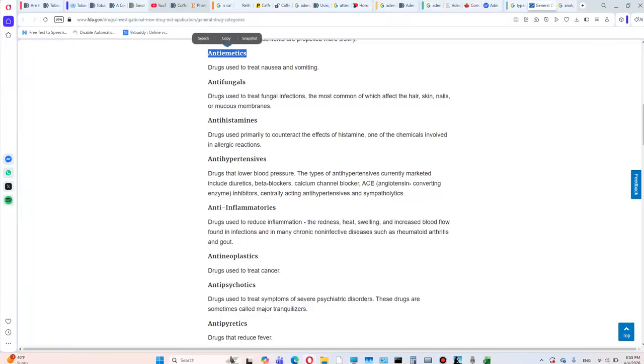Antiemetics, drugs used to treat nausea and vomiting. Antifungals, drugs used to treat fungal infections, the most common of which affect the hair, skin, nails, or mucous membranes. Antihistamines, drugs used primarily to counteract the effects of histamine, one of the chemicals involved in allergic reactions.